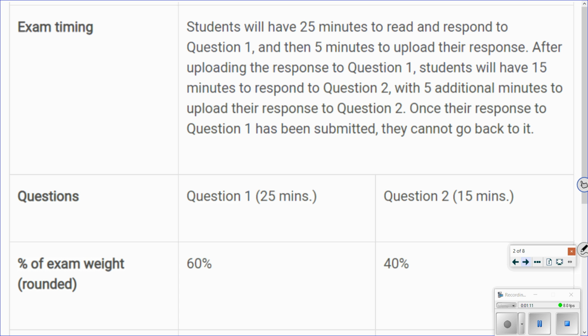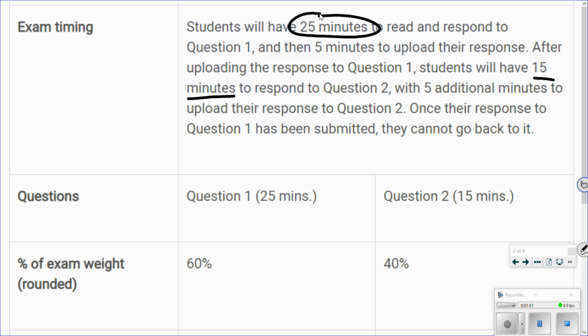Normally we have 45 multiple choice questions divided into calculator and non-calculator, and 6 free response, 2 calculator, 4 non-calculator. That's all out the window. So what's going to happen instead? It says up here, students will have 25 minutes to read and respond to question 1, and then 5 minutes to upload their response. After uploading, students will have 15 minutes to respond to question 2, with 5 additional minutes to upload their response. So basically two questions, one of 25 minutes and one of 15 minutes.